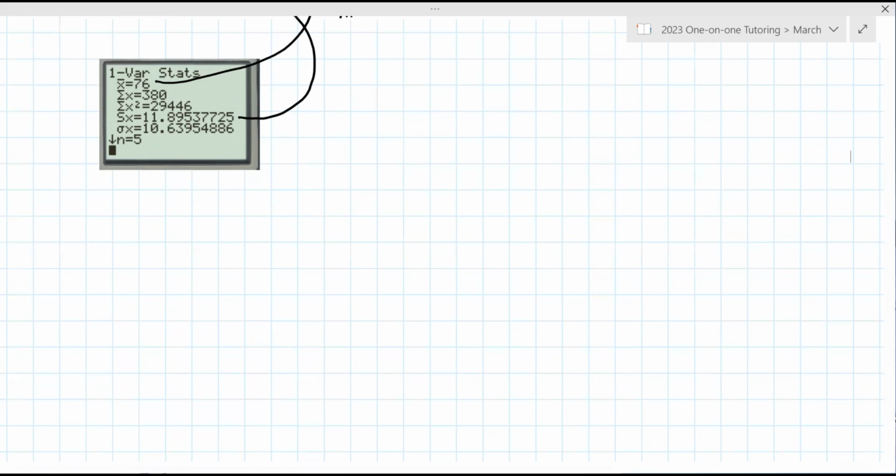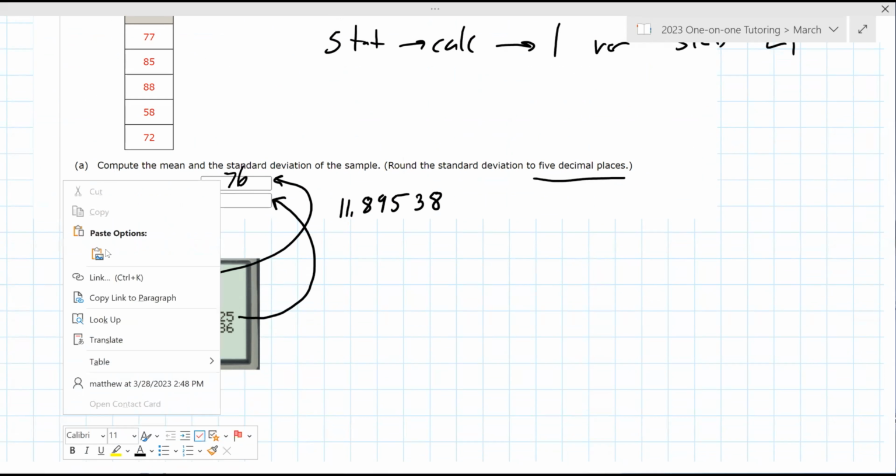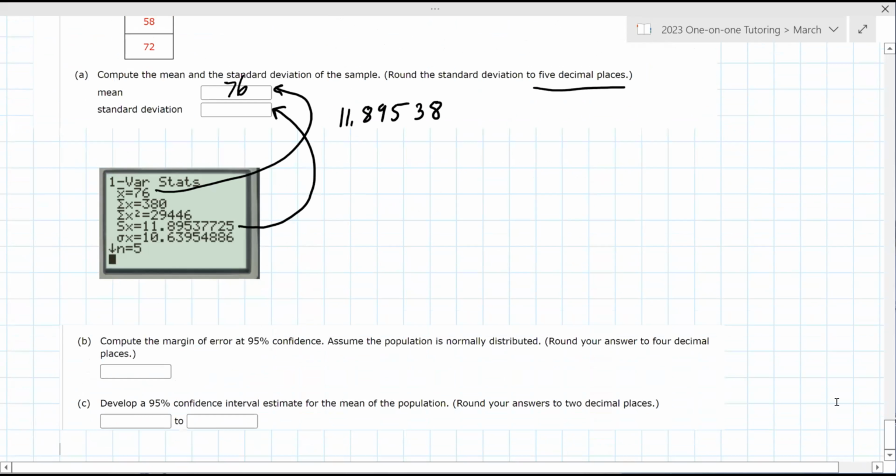Sorry, one second. The calculation was a little different on that one, right? Yeah, you go stat, calc, one variable stats. And the mean is X bar, 76. 76, yeah. Okay. Let me know when we can do parts B and C. Yeah, that's fine. Okay, you can go.